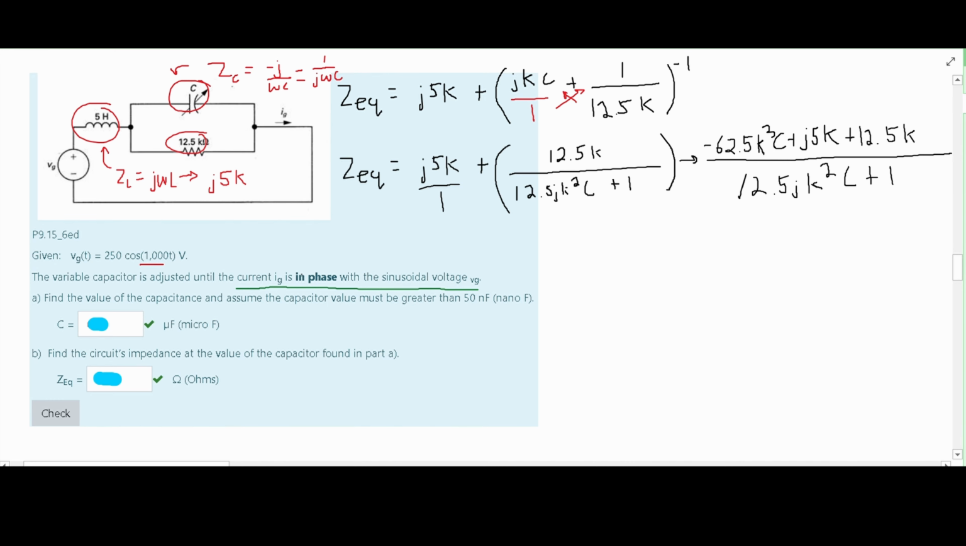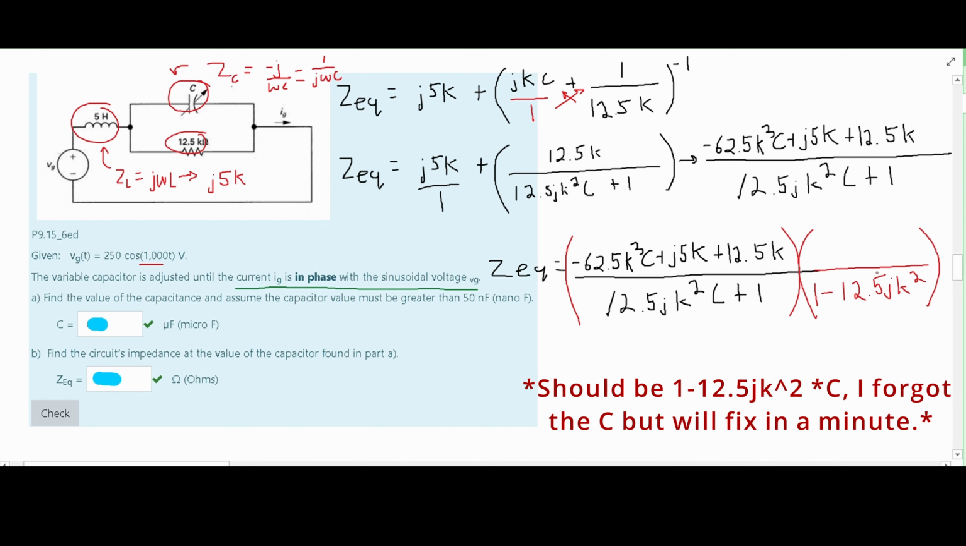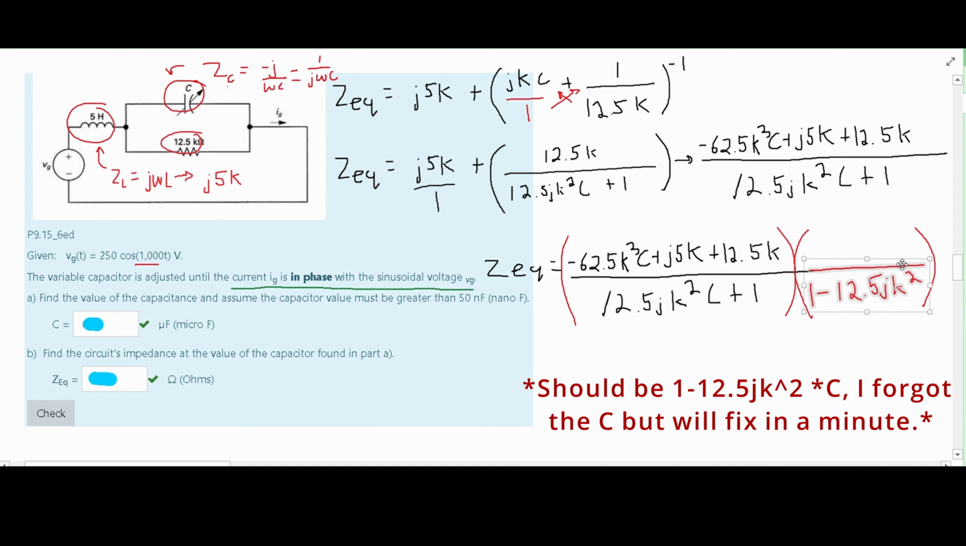to be 0. So we are going to have our Z equivalent equal to the first part, which we are not changing, and then we are multiplying it by our 1 minus the 12.5 times our J times our K squared. And the reason why I'm putting the minus in front of our larger number is just because it'll make it easier when we are simplifying this.